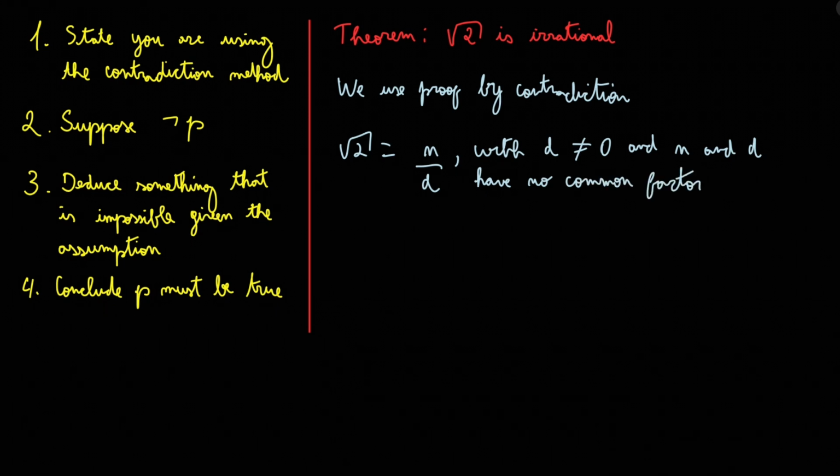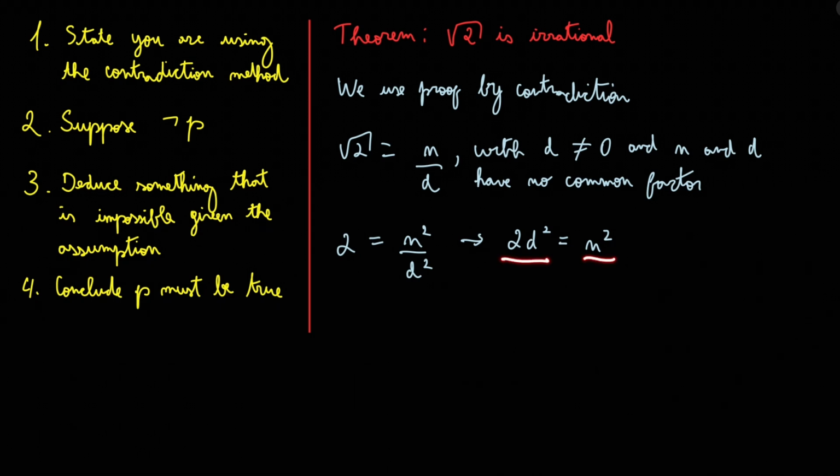common factor. So n and d are positive integers and are in lowest terms, which should be achievable for any rational number. So since we're assuming that the square root of 2 is rational, this should be possible. Now let's get this equation and let's square both sides, which will leave us with 2 equals n squared over d squared. So 2d squared equals n squared.